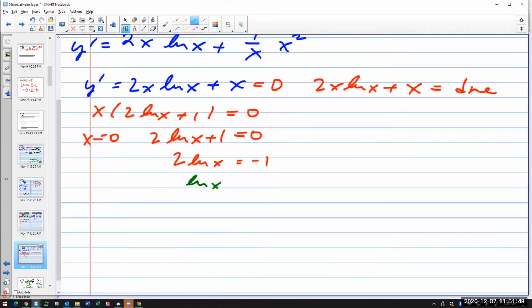Okay, I'm going to divide by 2, and I'm almost there. How do I pull an x out of an ln? What's the inverse function? E. So what you do is you e both sides.